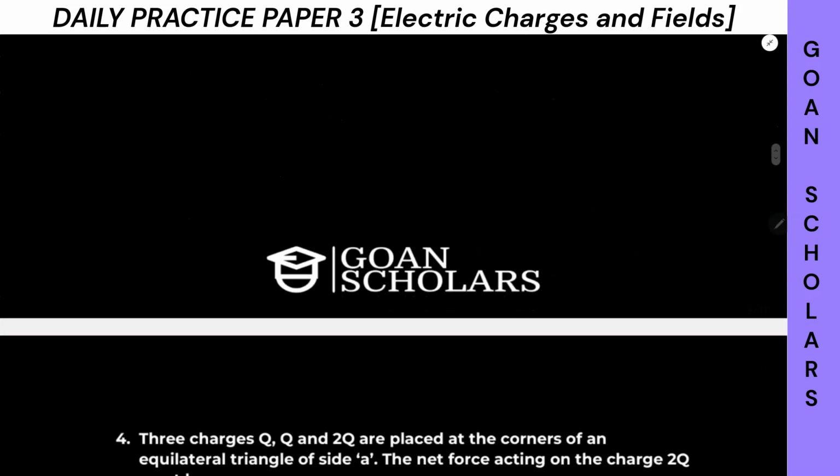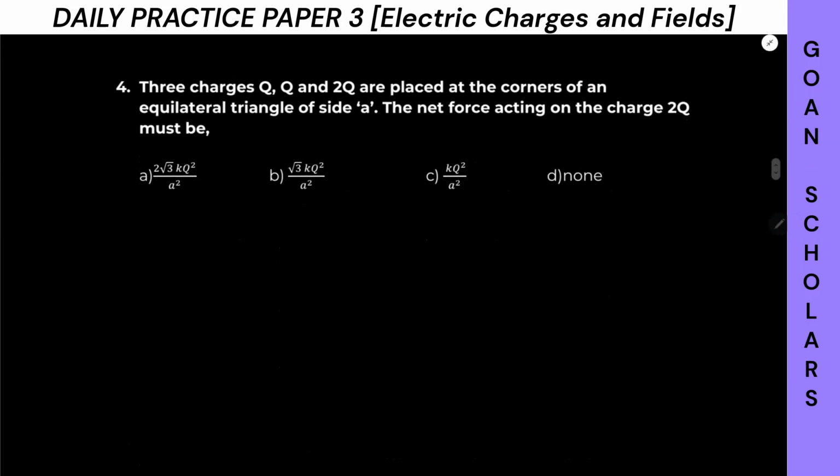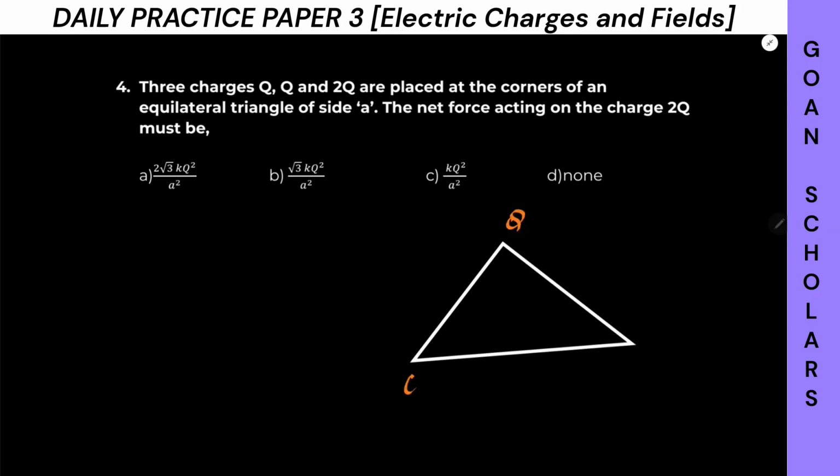Let's move to question number 4. Question number 4 says, there are three charges Q, Q and 2Q placed at the corners of an equilateral triangle of side A. The net force acting on 2Q must be. So let's first make an equilateral triangle, right? So let's say this is our equilateral triangle and here the charges which are present are Q, Q and 2Q. Each side here is A. Correct?